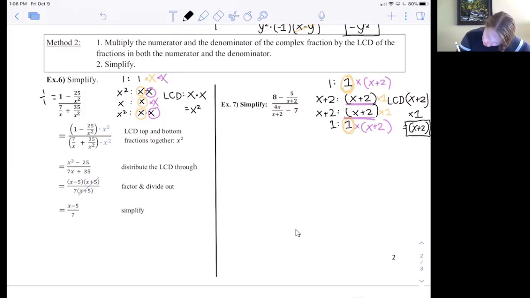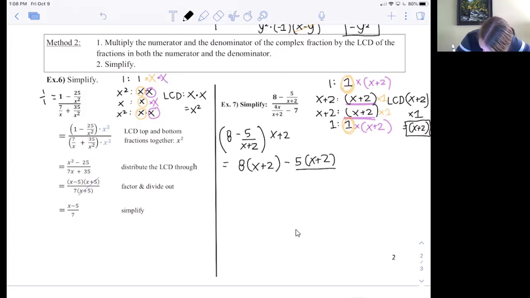So what I'm going to do is I'm going to do the top first. So I have 8 minus 5 over x plus 2, and I'm going to times that whole thing by x plus 2. So when I do that, I'm going to have 8 times x plus 2 minus 5 times x plus 2 divided by x plus 2. So these are going to cancel out. So I'm just left with 8x plus 16, because I just multiplied that 8 out, minus 5, which is 8x minus 11. So that's top.